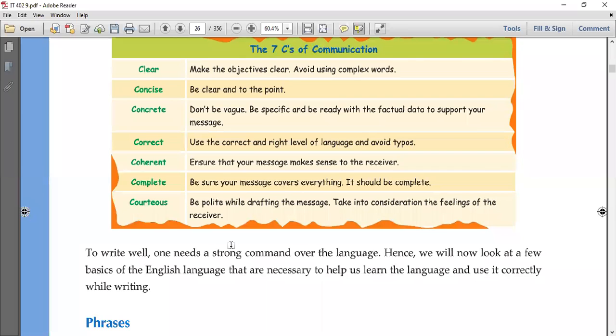Then be courteous, be polite in drafting a message. Whenever you're writing a message, be courteous and be polite. Always start with a greeting line and end with a thank you kind of message, right?